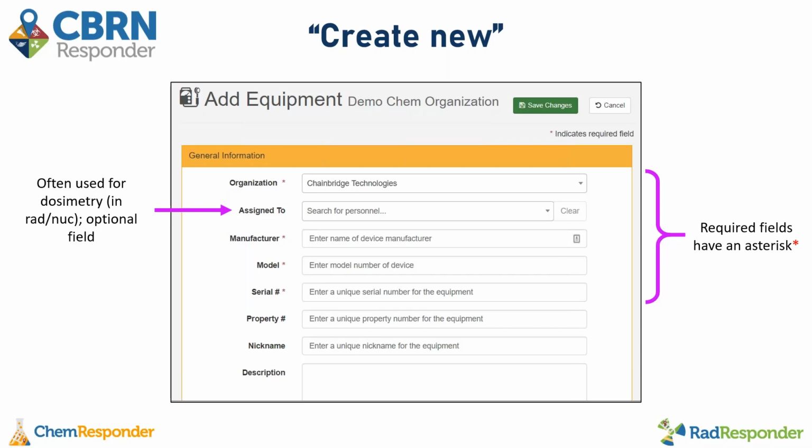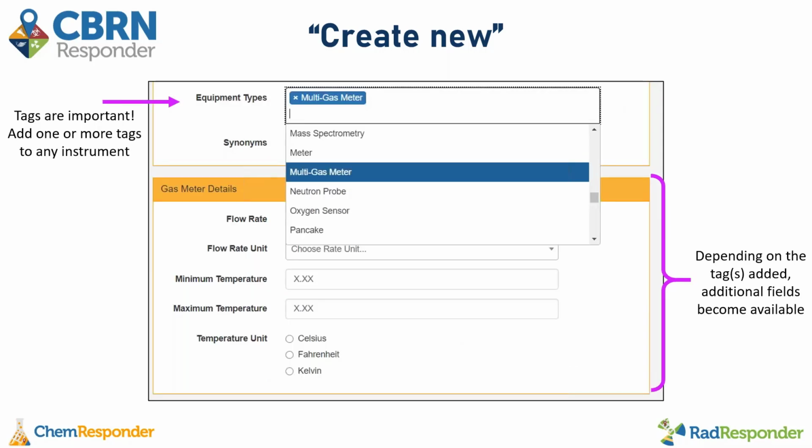That is most often used for dosimetry in rad nuke operations. You can still use it for any type of equipment that you want. As you can see, it doesn't have the red asterisk, so it's not a required field. I think oftentimes for detection equipment, it's not getting assigned to a specific individual, but again, that option is there, primarily designed for dosimetry.